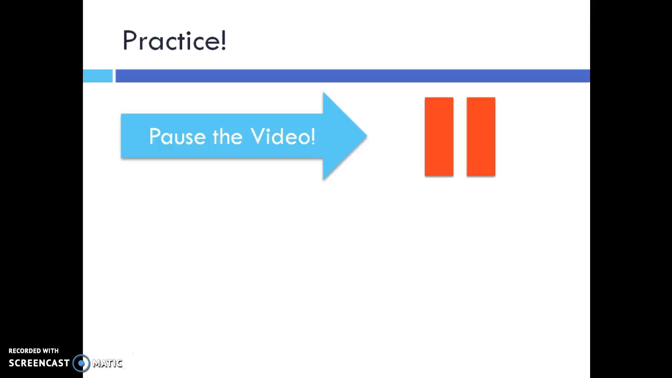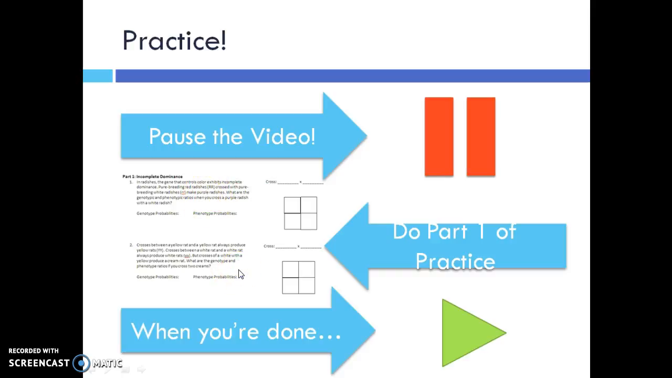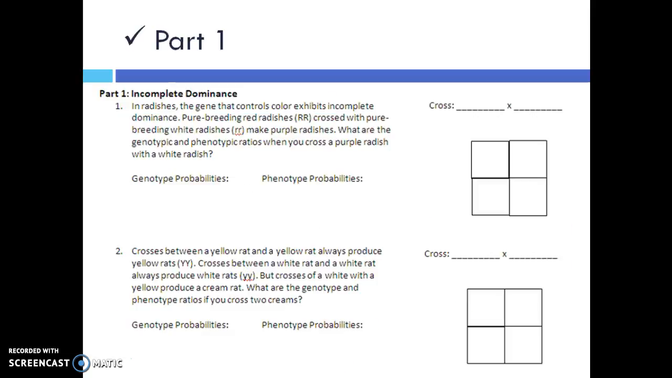All right, now grab the practice handout that you picked up when you walked in, and we're going to pause the video here, and you are going to take a few minutes to complete part 1 and part 2. Just part 1, numbers 1 and 2 of the practice handout. These are 2 different crosses. In the first one, you're crossing radishes, use the letter R. In the second one, you're crossing rats, use the letter Y. When you are done with the practice, all of part 1, go ahead and play the video so you can check your work.